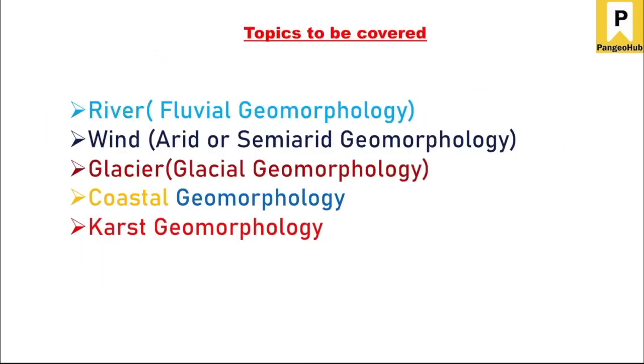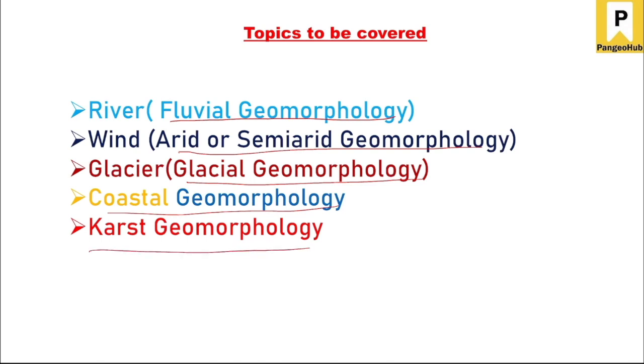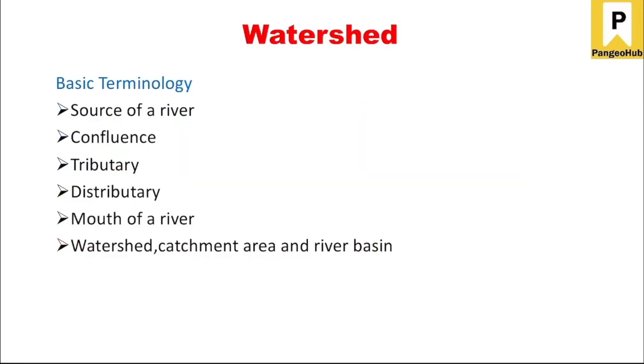So in these geomorphology classes we will cover fluvial geomorphology, arid and semi-arid geomorphology, glacial geomorphology, coastal geomorphology, and karst geomorphology. So let's start the subject with river or fluvial geomorphology. In fluvial geomorphology, we will discuss first the watershed. Watershed is the very beginning of a river system.